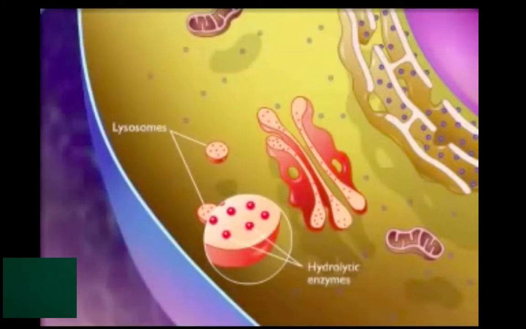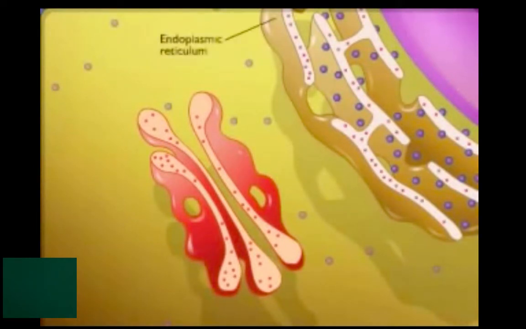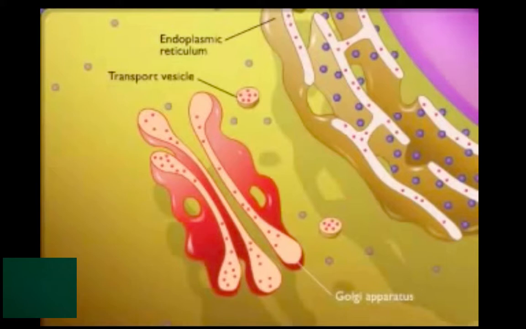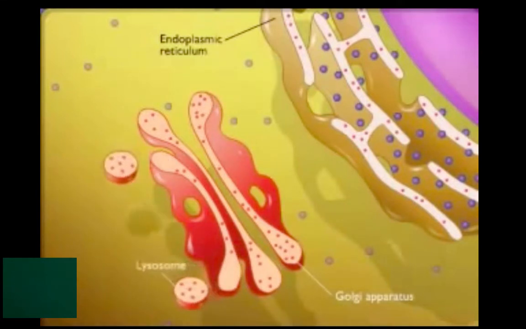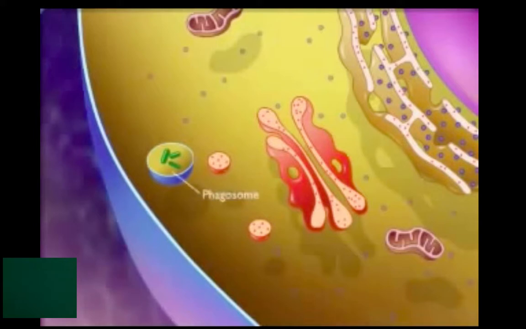The hydrolytic enzymes degrade proteins, nucleic acids, lipids, and carbohydrates, and are formed in the endoplasmic reticulum. These enzymes are then transported to the Golgi apparatus by transport vesicles. The lysosomes arise from the Golgi apparatus. When particles such as viruses or bacteria are ingested by phagocytosis, the lysosome fuses with the particle-containing vesicle, called a phagosome, and delivers the hydrolytic enzymes.